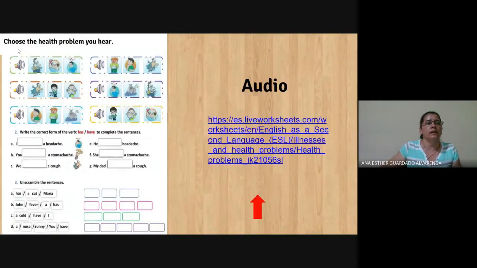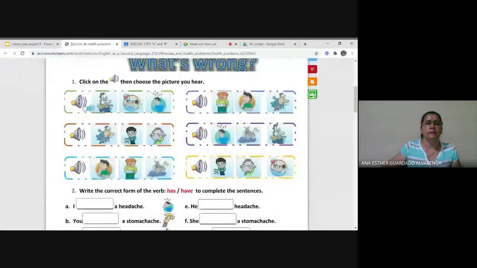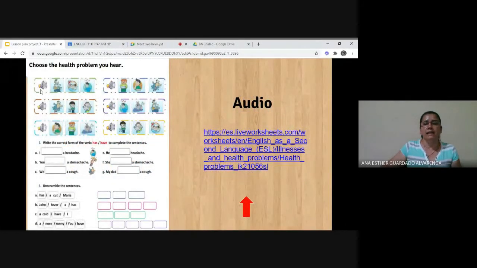Here, in the first one, the students are going to listen to the vocabulary, headache, stomachache, listen to the audio, and they are going to choose the health problems that they hear. And we are going to continue with this part in order to finish this exercise. Then exercise number 2, the students are going to complete the sentences by writing has or have.